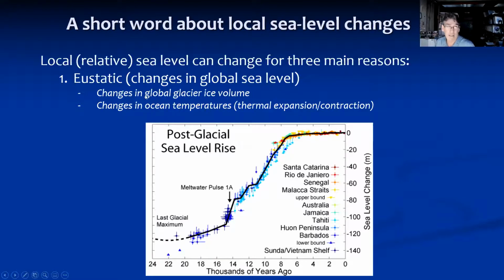One is eustatic, which is basically a change in global sea level, because global sea level, if it changes enough, will affect anywhere on the Earth, including Whatcom County or Port Townsend or wherever you want to think about. And so what I've got here is a graph of the sea level rise that came on the shoulders of the ice sheets disappearing at the end of the Pleistocene.